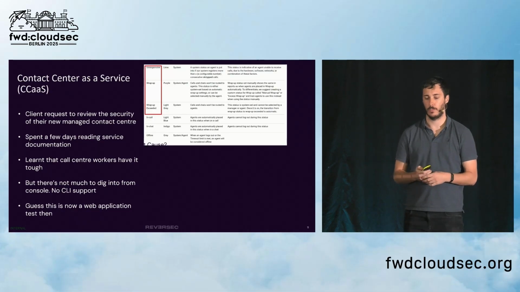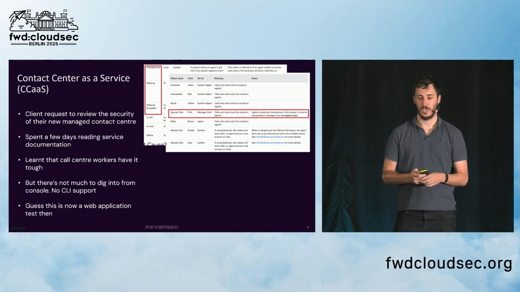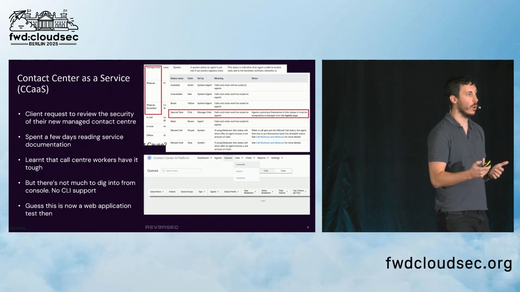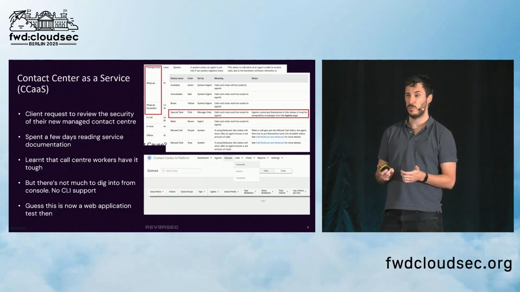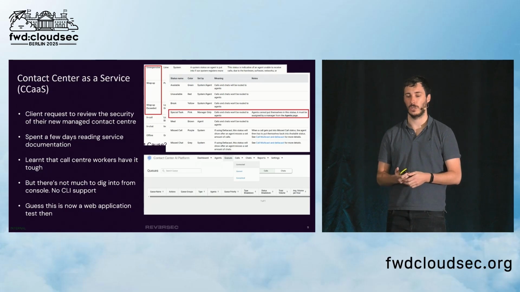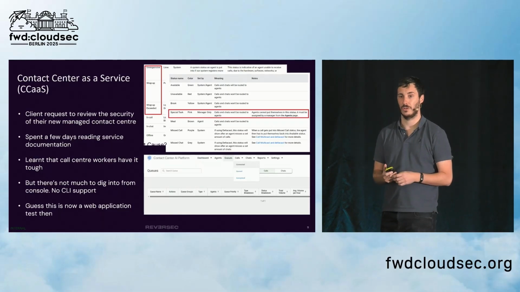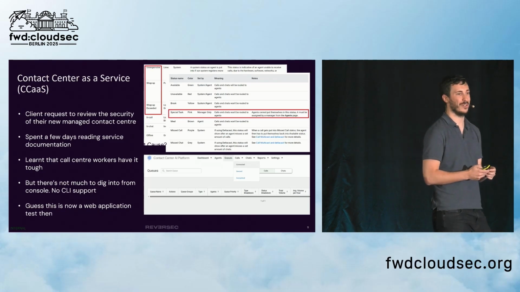So I started with my typical approach. Found out that contact center workers have it a little bit tough. So I highlighted a few things there. The special task one seemed very interesting as well. Ultimately, I found there wasn't much to go on from Google's console, and CLI support wasn't great either for enumeration. So all I was left with really was the web application, the portal that the client had given me access to. So I thought, well, let's start looking through what we can do there. As you can see from the screenshot, there wasn't really a lot configured for us to do.